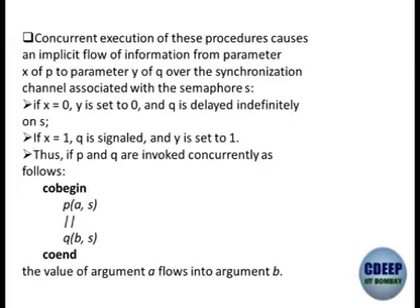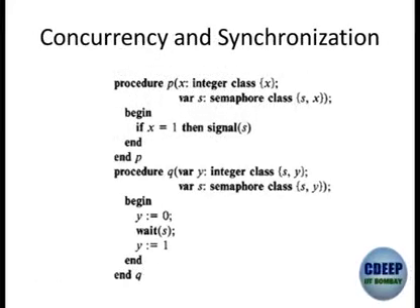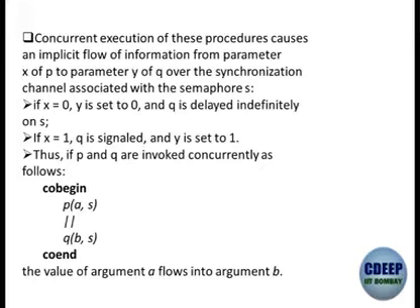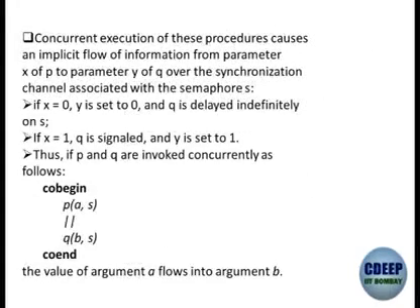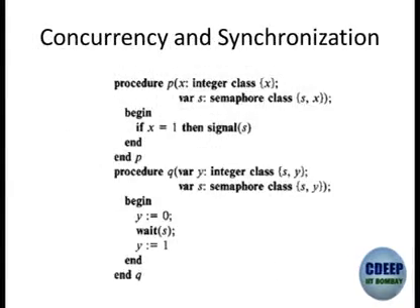For example, if x equal to 0, y is set to 0, and then Q is delayed indefinitely, because this is another process. Q is going to wait for S, and that wait ends only when the signal happens. That means at that point x equal to 1, then I am able to do a P operation on S and proceed. Now if x equal to 1, I signal the procedure Q, and then it can proceed, because S has taken the value 1, and then y gets set to 1.